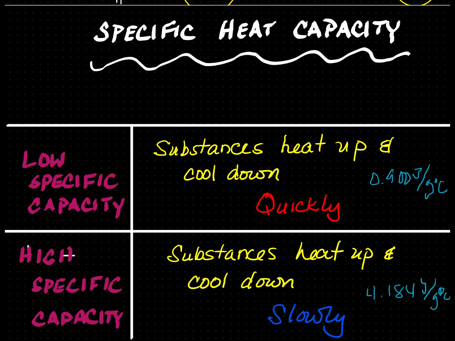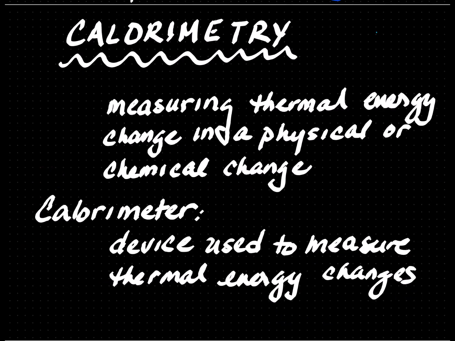However, for water, the capacity is 4.184 joules per gram degrees Celsius. So if I want to increase it by 1 degree, I need 4.184 joules of energy to heat it up. And to cool it down, I need to remove 4.184 joules of energy. So calorimetry is measuring thermal energy change due to a physical or a chemical change.